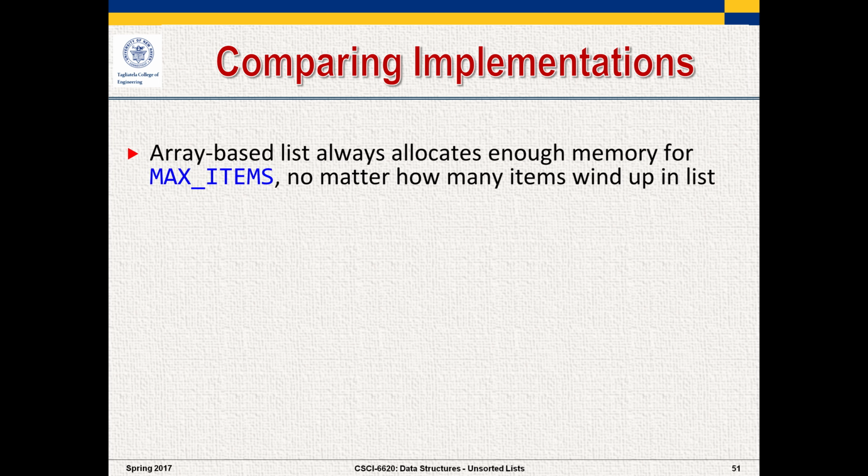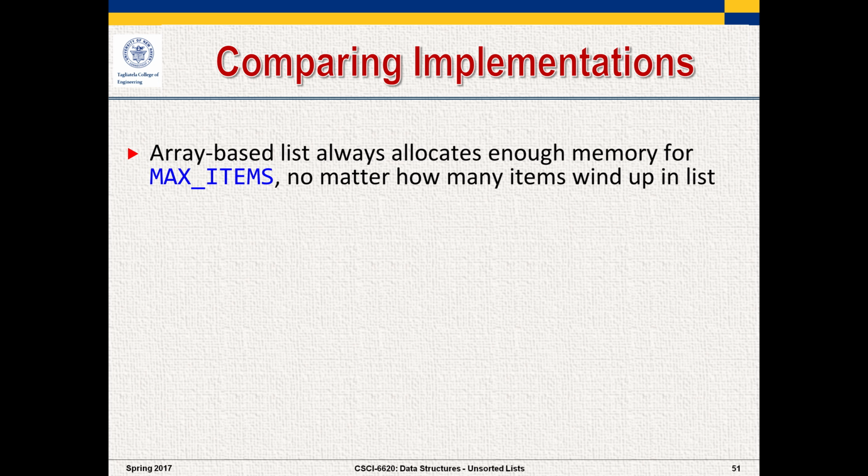So to wrap this up, let's look quickly at the two implementations. The array-based list, at least the way that it's defined here, which is using static arrays, always allocates enough memory for, in our case, something called max items, which is the max number of items in any list that gets allocated.